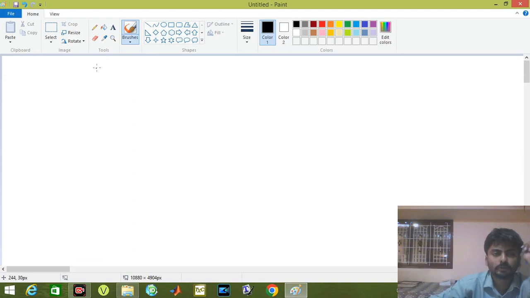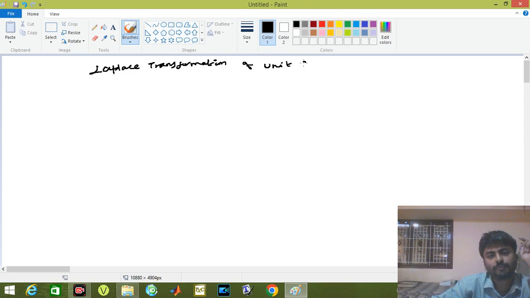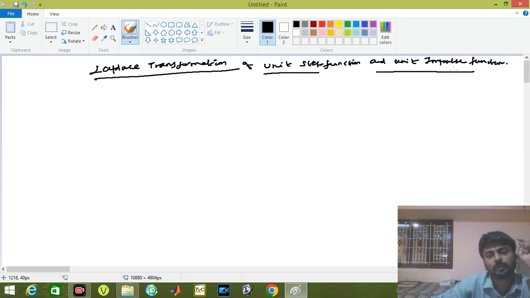Today we are going to see the Laplace transformation of unit step function and unit impulse function. So Laplace transformation of unit step function and unit impulse function.